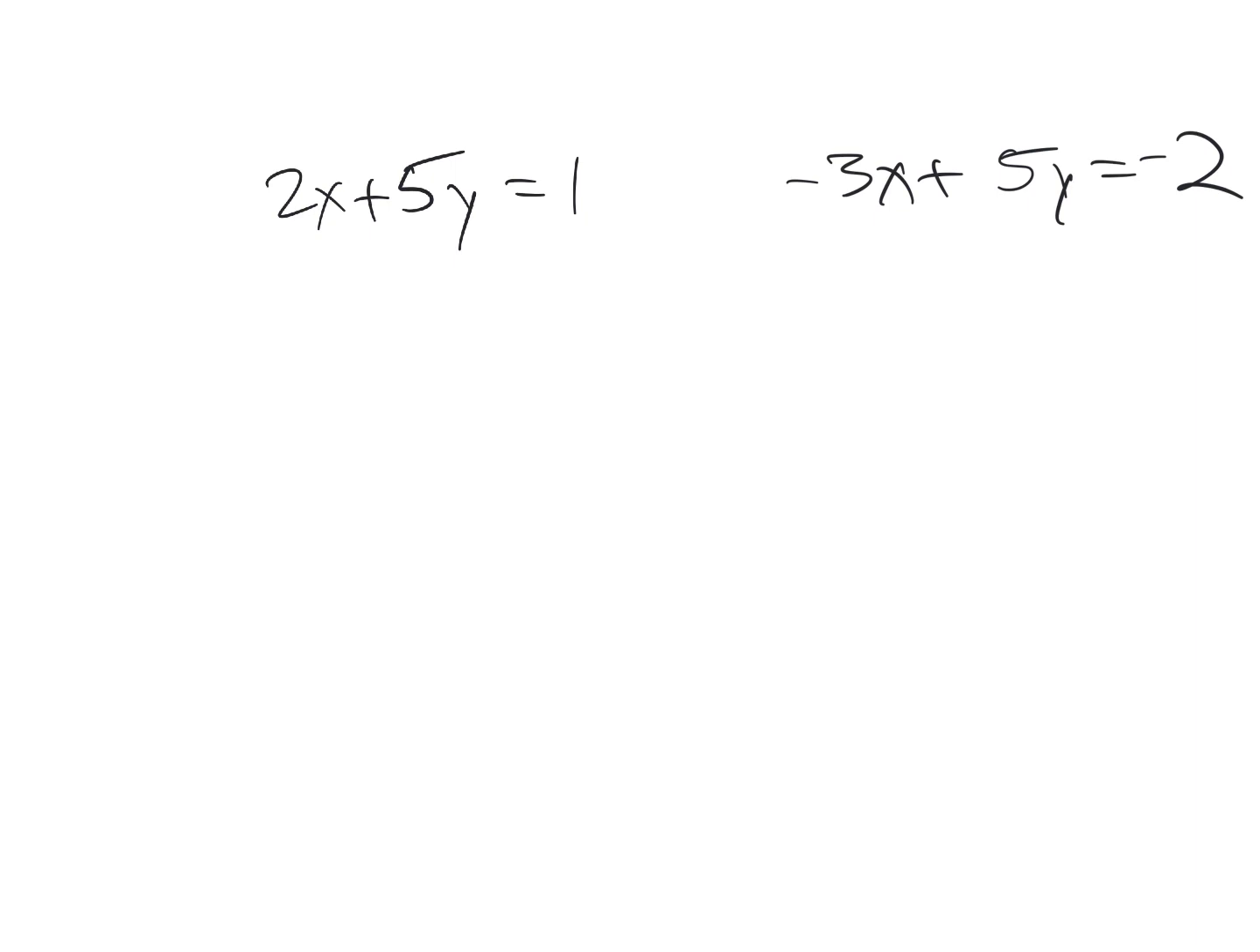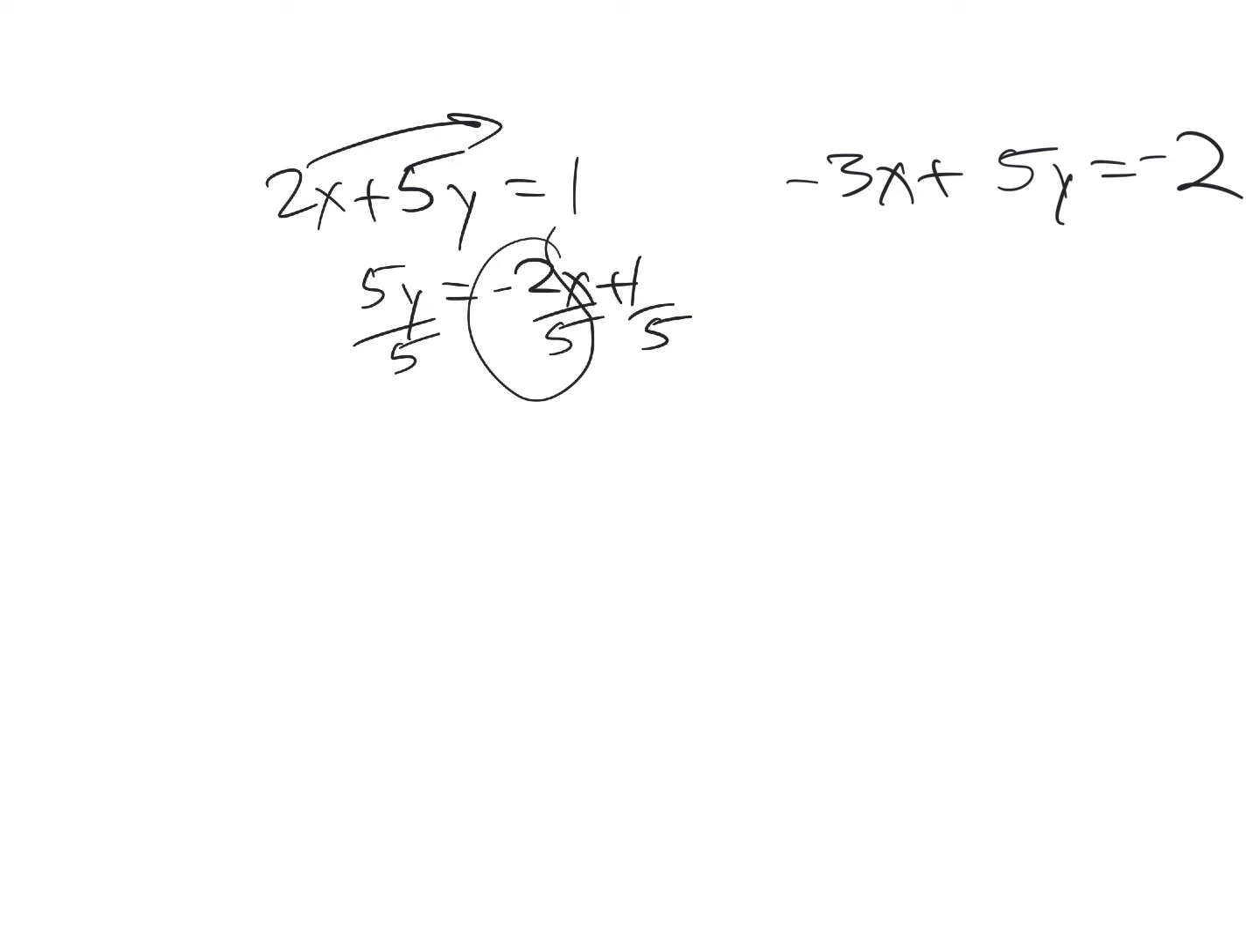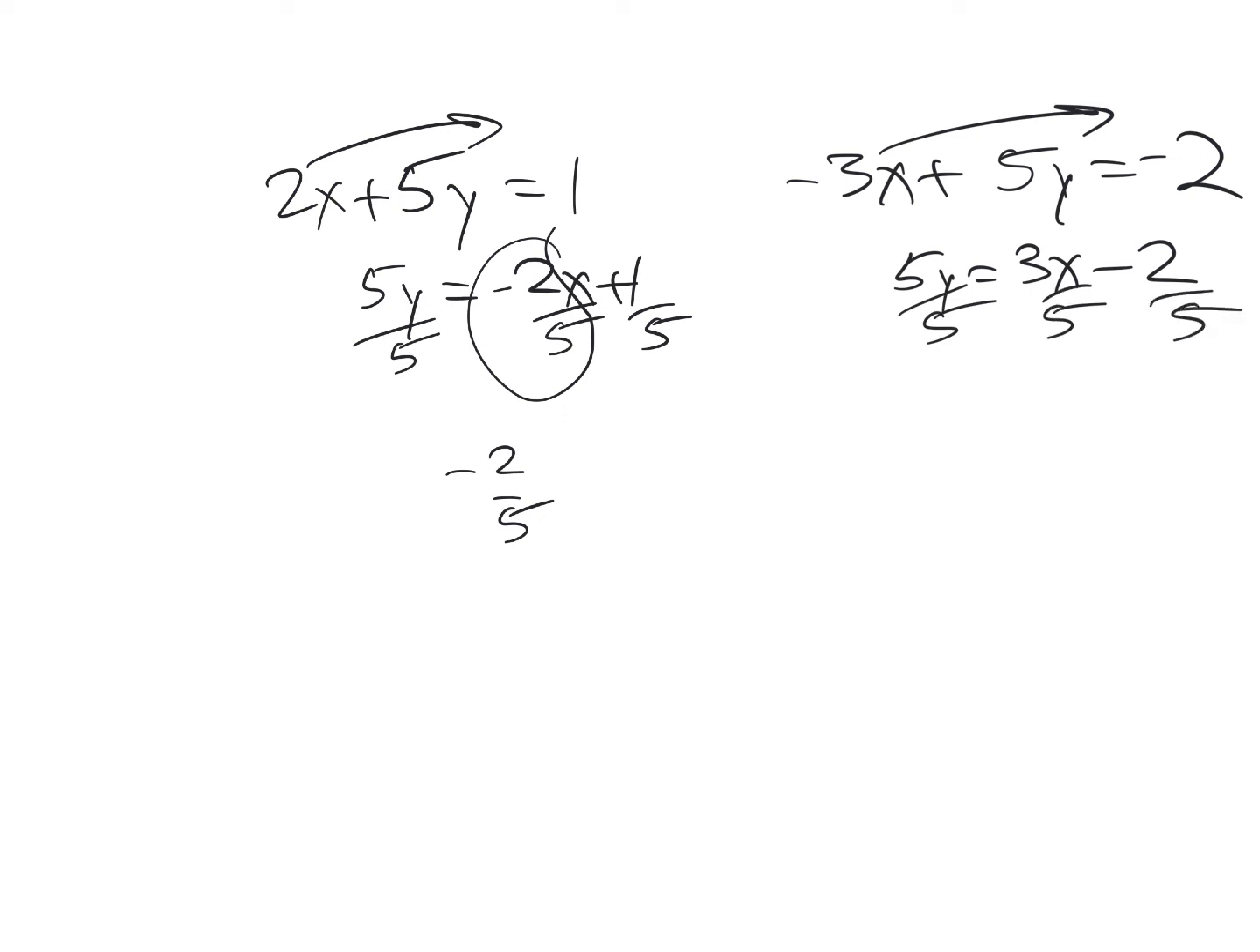So we need to subtract 2x and divide off the 5. The only thing we care about is that part right there. So that's negative 2/5. That's the slope of that line. Add 3x to the right side, divide off the 5, and again we're only caring about that part right there. That's 3/5. One is positive and one is negative, but they are not reciprocals of each other.